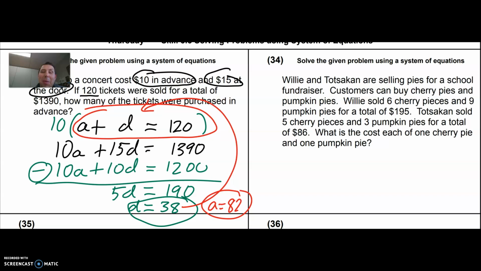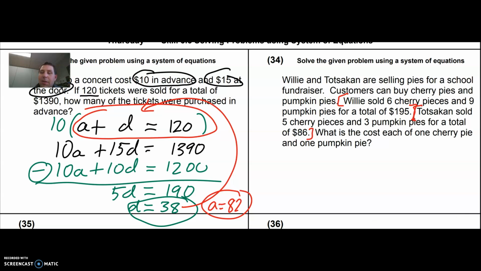So 34, here we have Willie and Tusakin are selling pies for a school fundraiser. Customers could buy cherry pies and pumpkin pies. Willie sold 6 cherry pies and 9 pumpkin pies for a total of $195. Pause there for a second. That's kind of important. I'm just going to make a little note there, a little bracket. Tusakin sold 5 cherry pies and 3 pumpkin pies for a total of $86. Ooh, that's another nugget there.